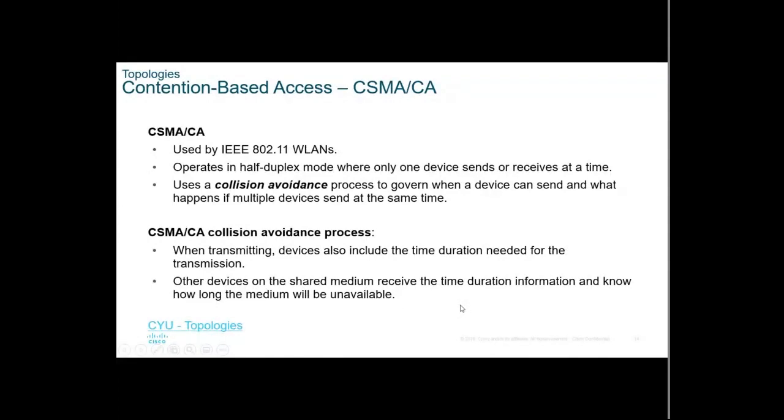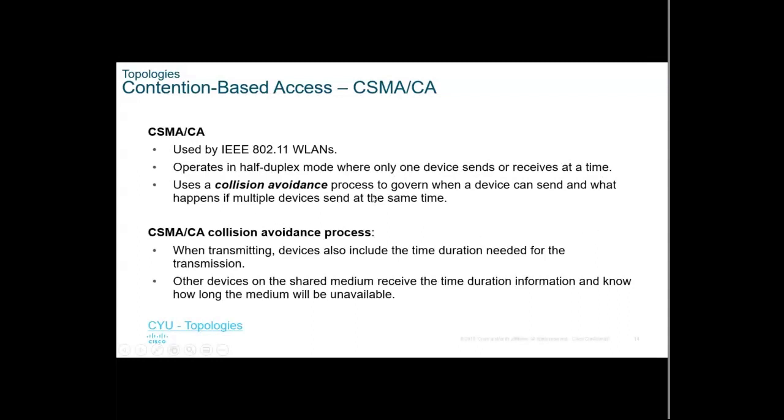Collision avoidance is used by the IEEE 802.11. So you might have heard the 802.11 standard here and there. You might have heard of 802.11n, 802.11 AC, AX. They're different Wi-Fi standards. They operate at half duplex mode where only one device sends and receives at any one time. So that's why Wi-Fi is a bit slow as well.